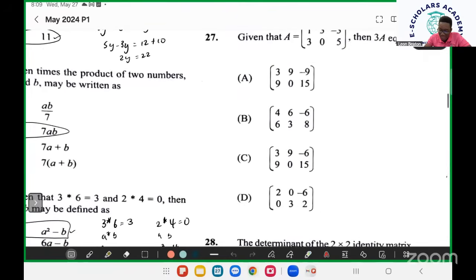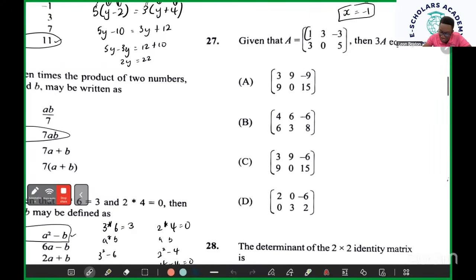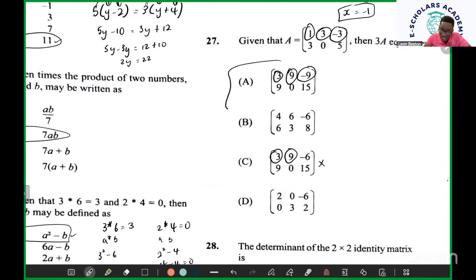So let's go, 27, light work again. 3A, so this will be 3 times 1, which is 3. 3 times 3 is 9. 3 times -3 is -9. So yeah, this one is messed up. So A.